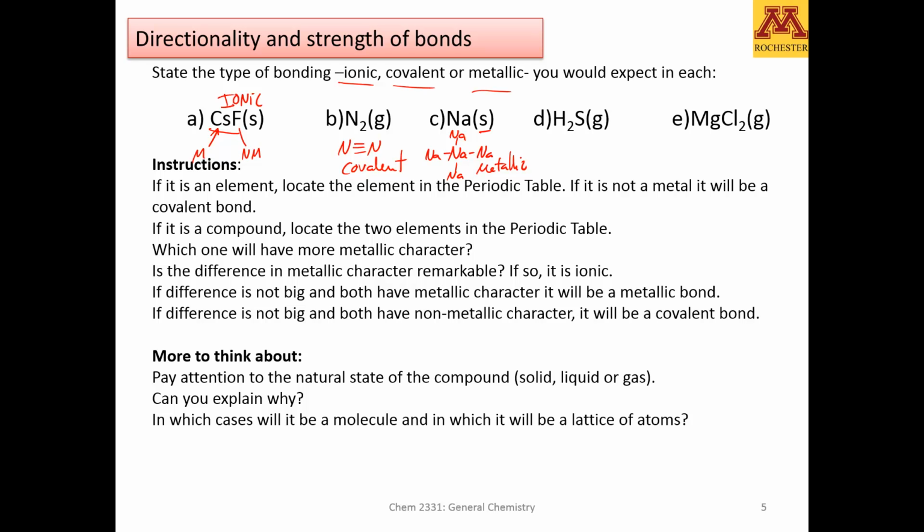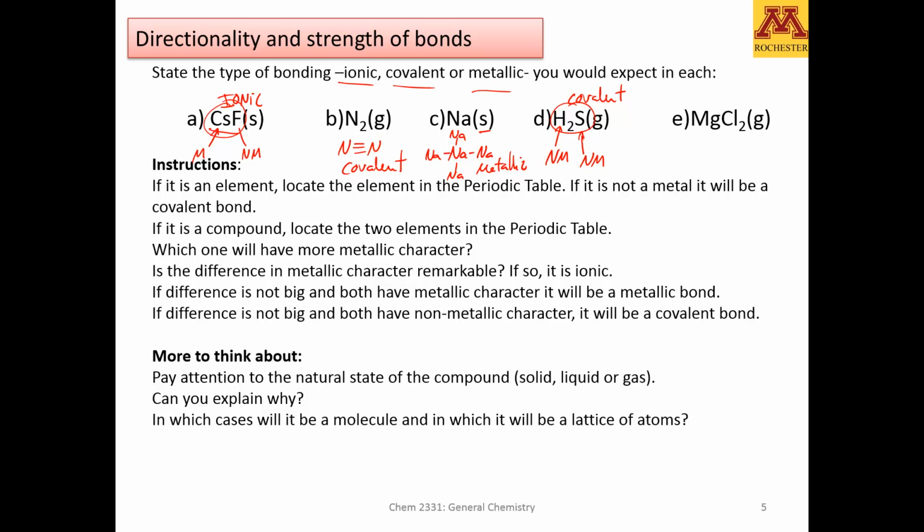Hydrogen sulfide: here the position of hydrogen may be misleading. You may think, well, hydrogen is on the left part of the periodic table. Let me tell you, this is an exception. We will treat hydrogen as a nonmetal. A nonmetal is in this case bound to sulfur, which is also a nonmetal. This is a covalent bond. And this is a molecule.